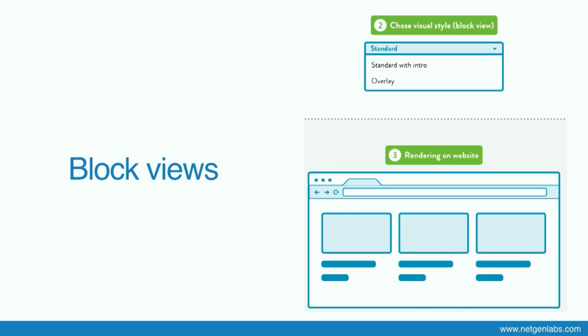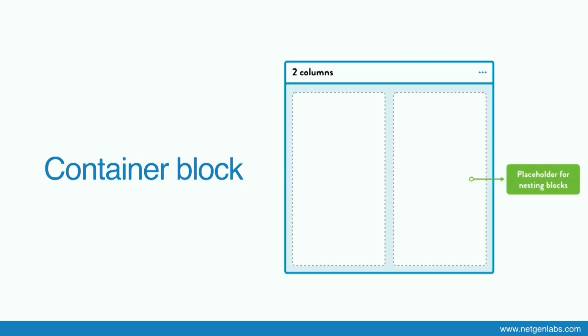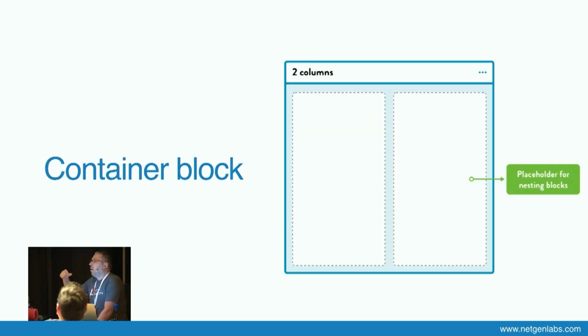We also have something which is very useful, the block views. Again, that's purely a Twig template which renders the blocks, so you can choose which template will render the block. We also have block item views, which are, again, just Twig templates. I will come to that later. We have a special kind of block. Of course, people want columns and things like that, so we have container blocks. They are basically just special blocks with placeholders for other blocks.